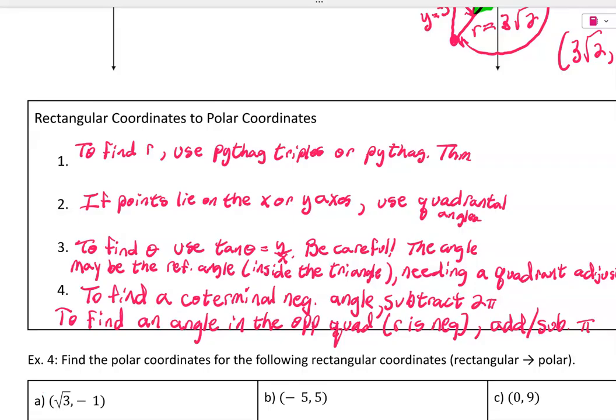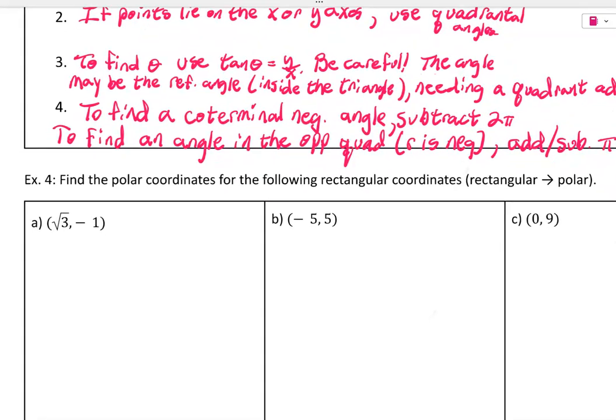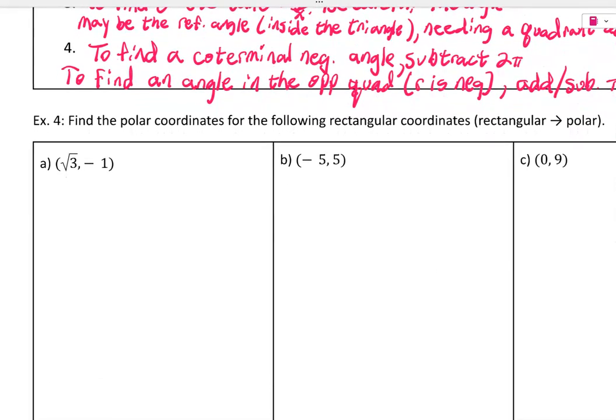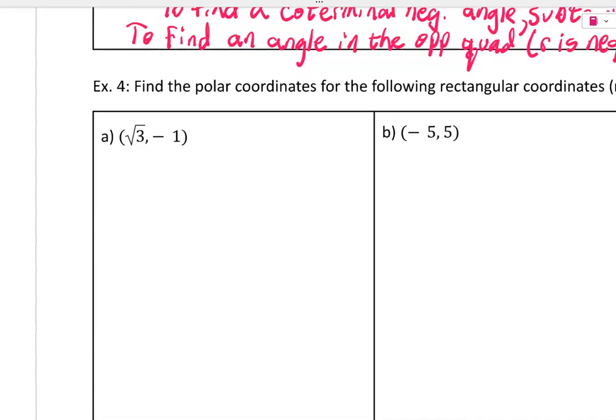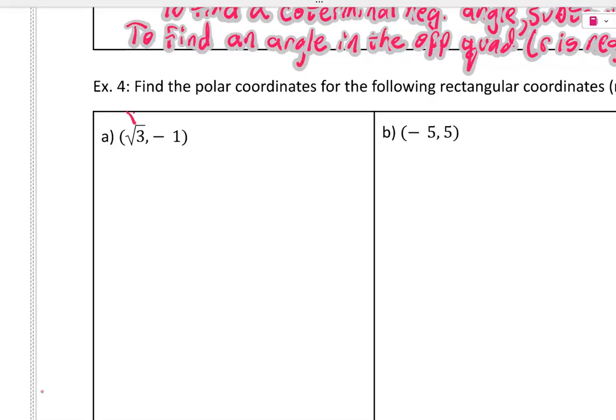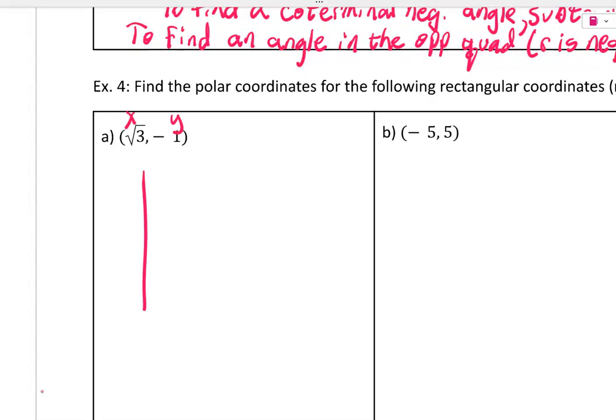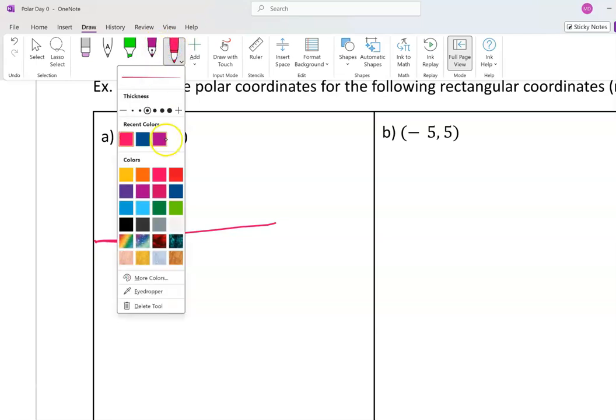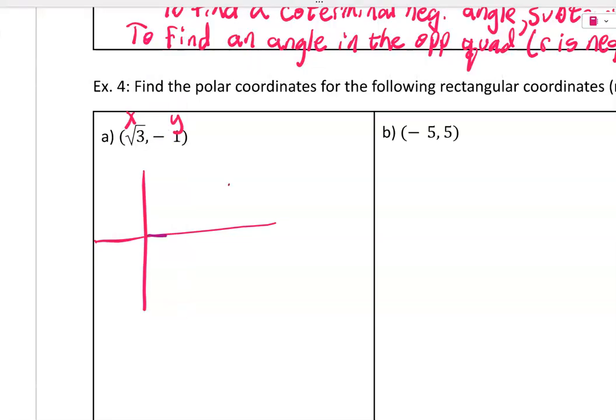So let's go ahead and do another example real quick and just take a look at letter A. Okay? Let's take a look at this one real fast. So we've got root 3, that's my x. Here's my y. I'm going to go x steps to the right, and then I'm going to go down. So my x is root 3. My y is negative 1.